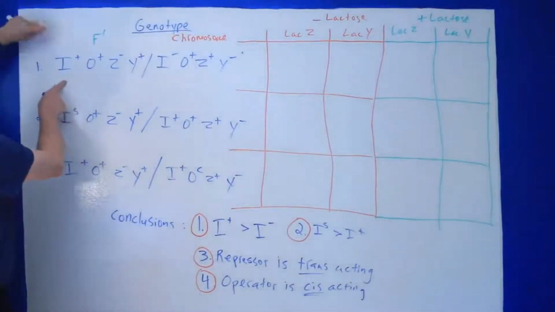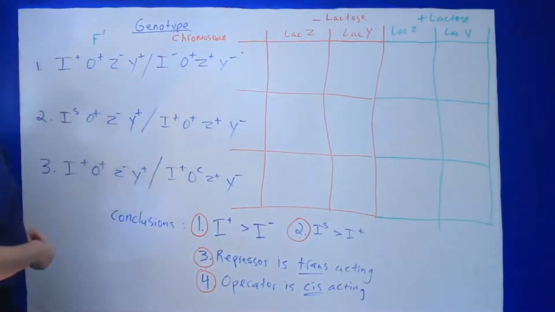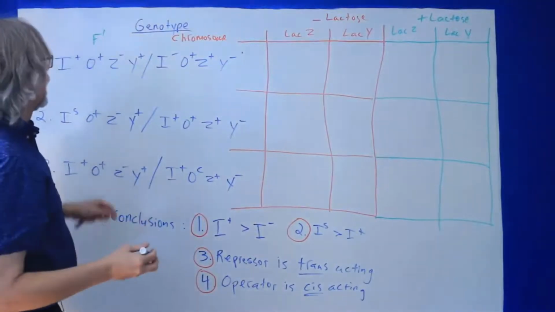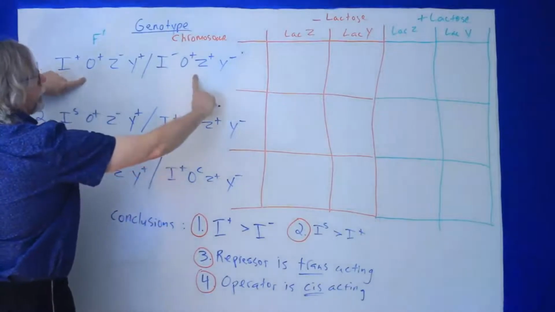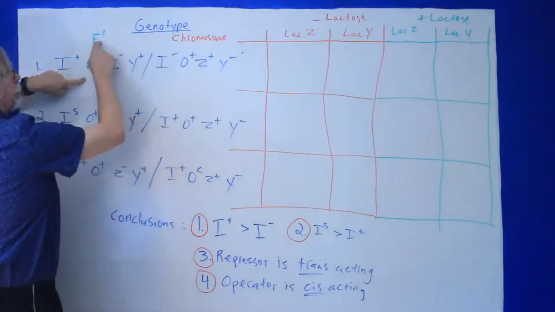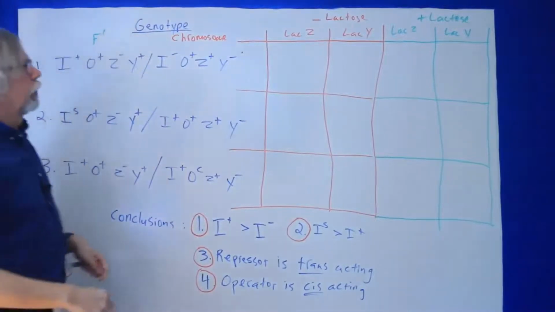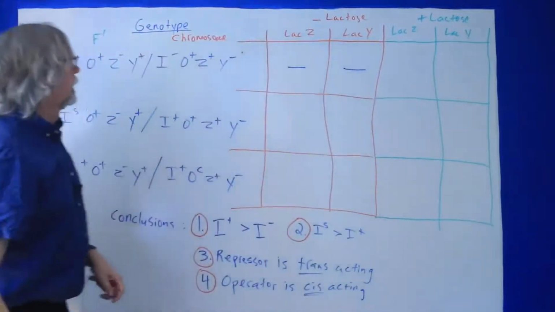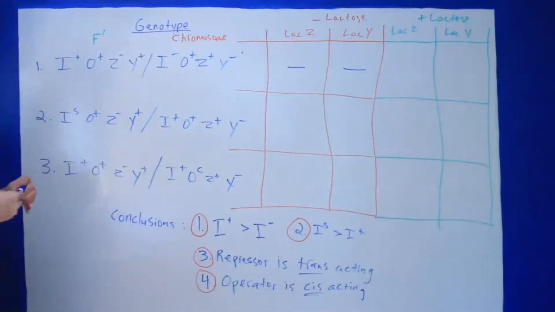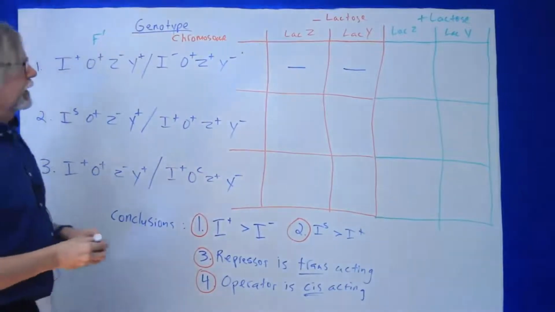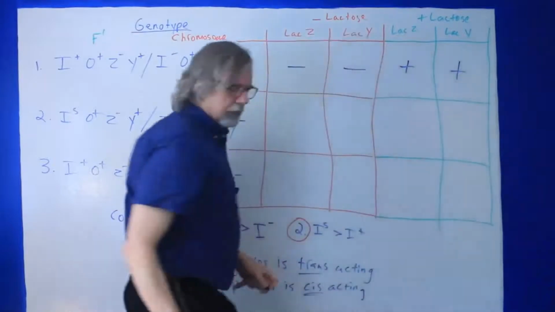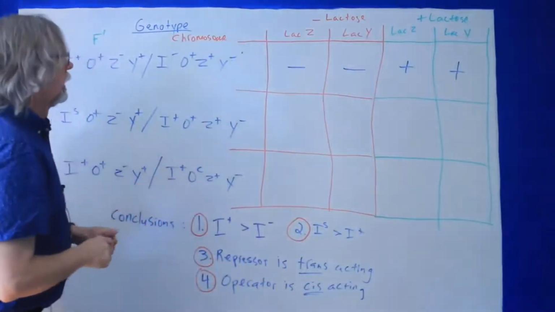When they used this merodiploid and they grew it in the absence of lactose, both LAC-Z and LAC-Y, even though they're expressed from different places, one on the chromosome and one on the F' plasmid, both of them were absent, minus, without lactose. Okay? And then when you add lactose, both of them got expressed. So both of them were present. All right, so this is just like the wild type situation.